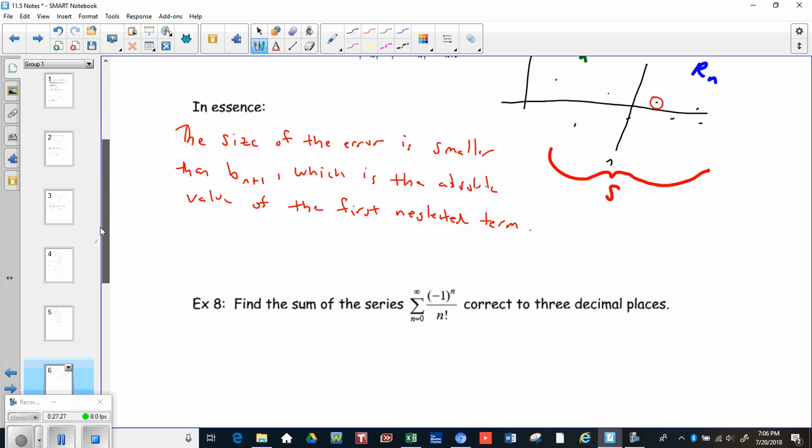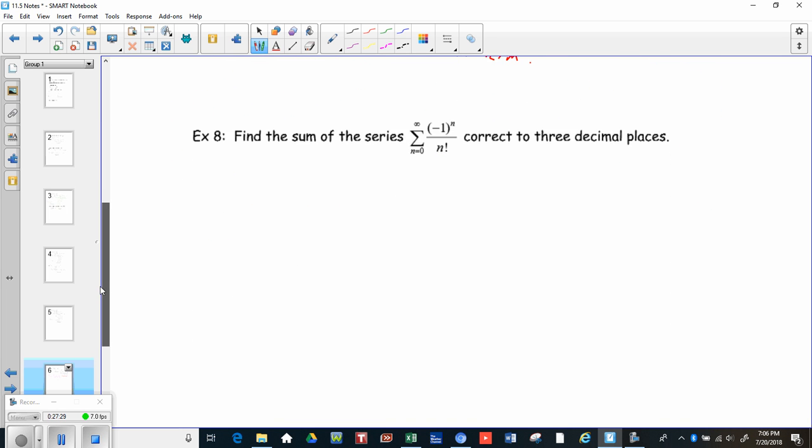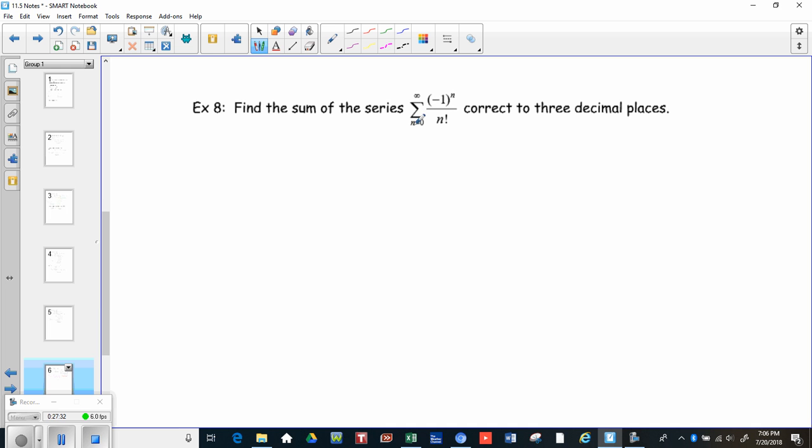That's the general idea. So what we want to do in this case is find the sum of this correct to 3 decimal places. What we need to do is create a partial sum.